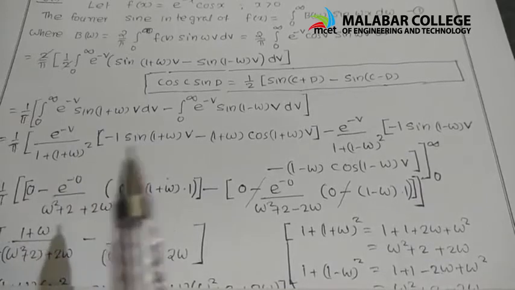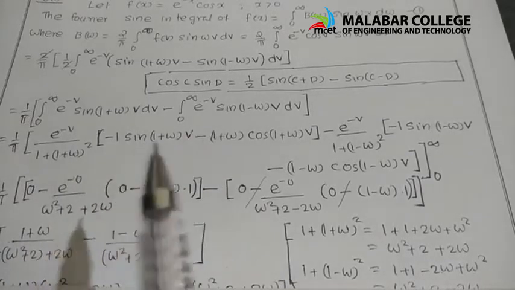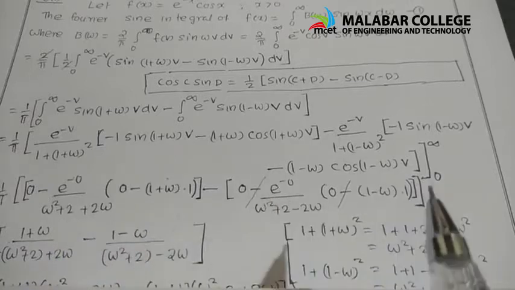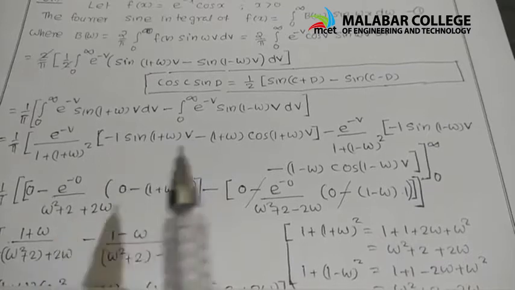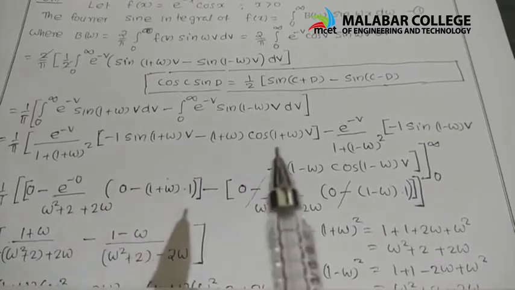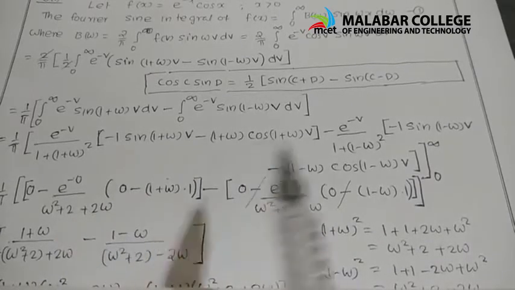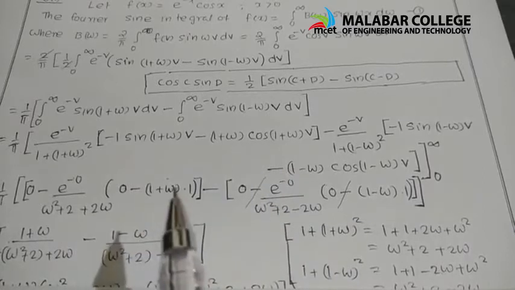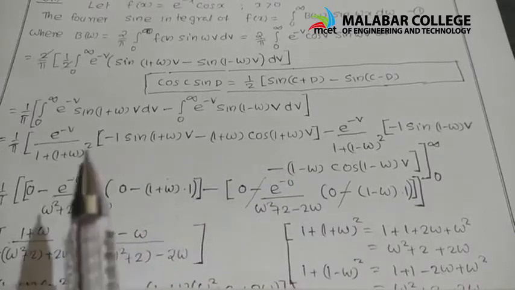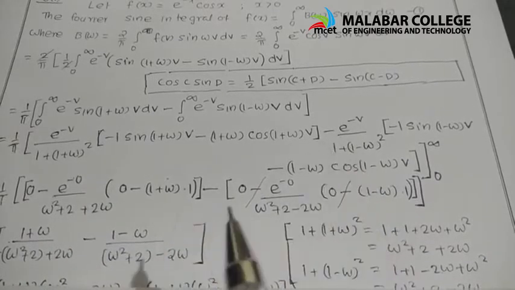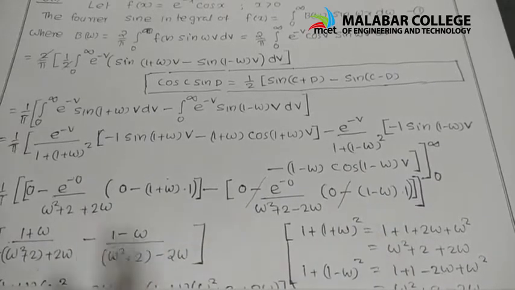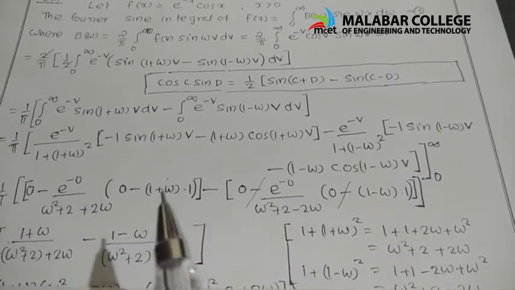Then we have to apply the limits for v. For v the lower limit is 0, so we apply 0 here. The term sin 0 will come, which is 0, and cos 0 here is 1. So 1 plus omega will come here, with a minus. So we have applied both the upper limit and the lower limit. Similarly here also we will get the same term; the only difference is that here it is minus and here it is minus.